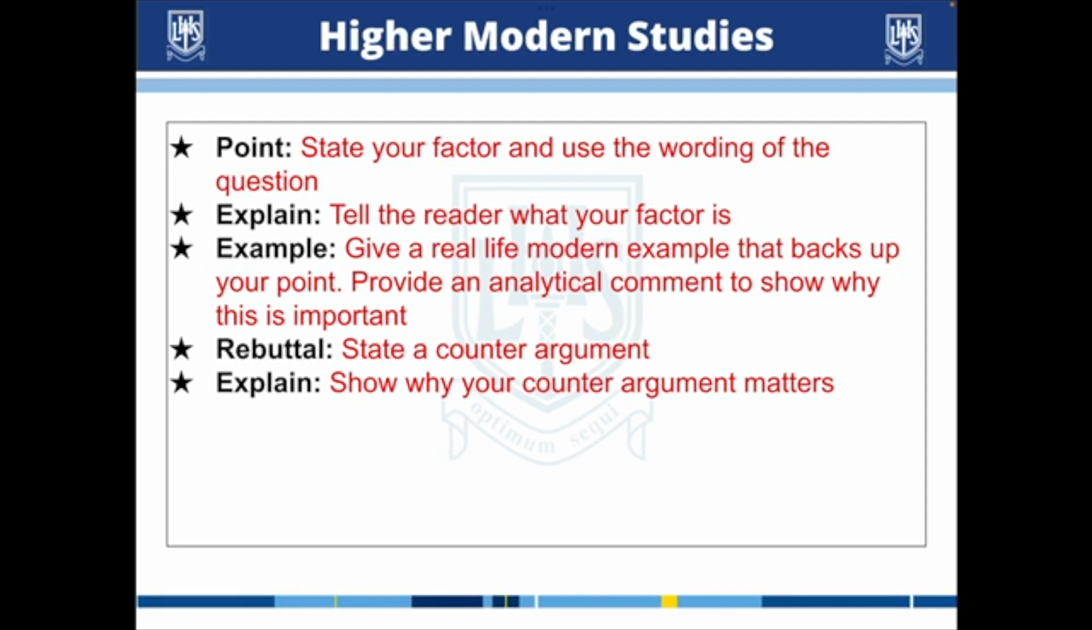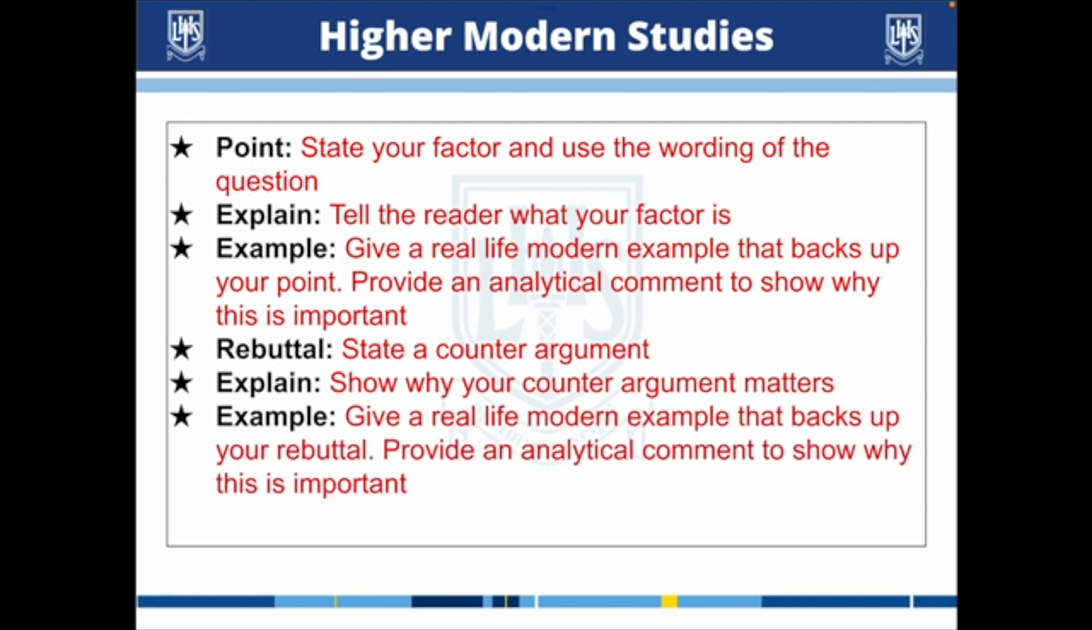Explain it. Make it really clear. Why is that problematic? Why would some people criticise your factor? Why would some people disagree with your point? Take your time to do this. Make it really strong, because if you make this strong enough, it can count as an analytical comment. You're essentially giving a disadvantage. You're making a comparison between your point and your rebuttal.